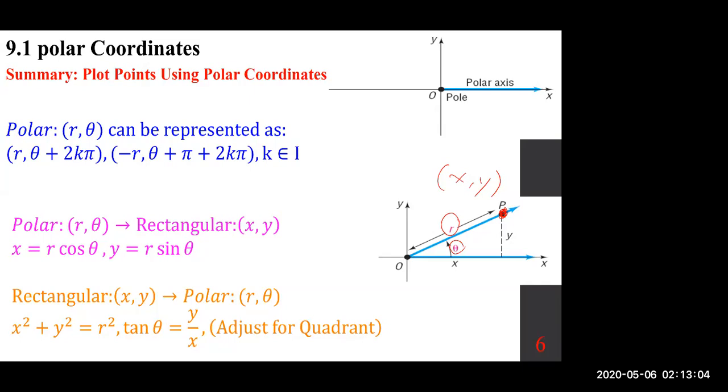So x comma y can be represented with r comma theta. If that is the case, the x-axis, now we call it a polar axis. Okay, class? The origin, we call it the pole. It's just the same thing.